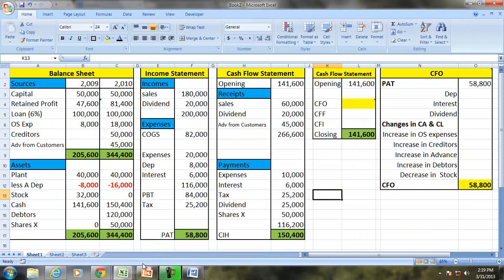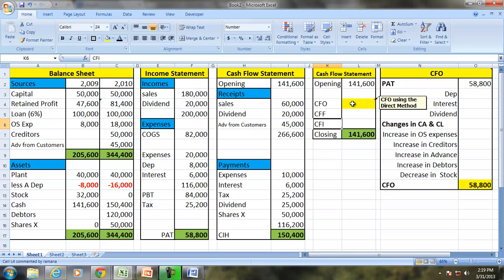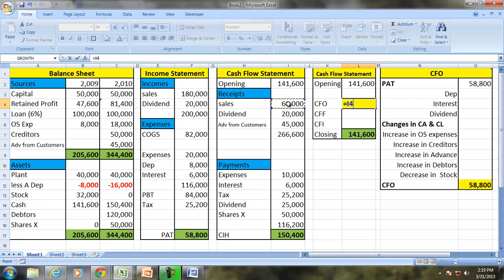In this session also we'll try to prepare the cash flow statement showing CFO, CFF and CFI when the balance sheet, income statement and cash flow statement is given, and in this case cash flow statement shows the receipts and payments. But as mentioned in the previous session, it is necessary to show the CFO, CFF and CFI in the cash flow statement. The CFO using the direct method will show the cash inflow from the operating.